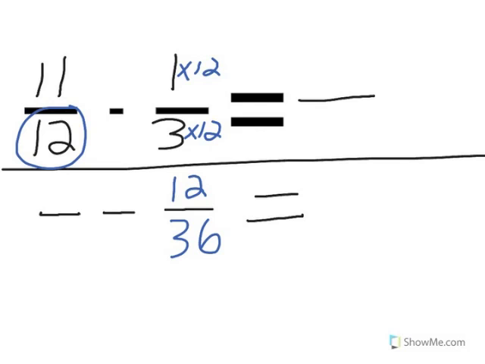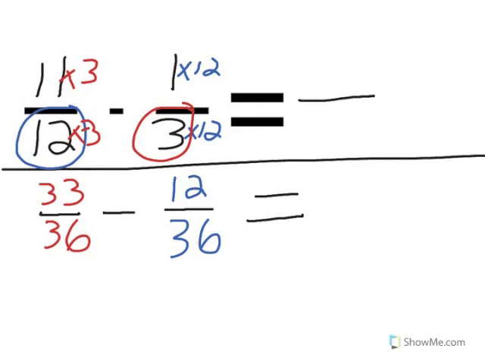Now we have our first fraction ready to go. We want to take the denominator of the second fraction up at the top, which is 3, take that number and multiply the numerator and the denominator of the first fraction by it. 11 times 3 is 33. 12 times 3 is 36. Now we can subtract.